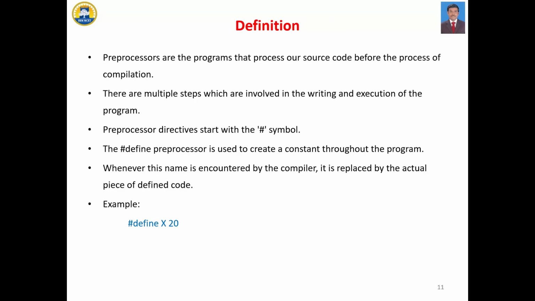Definition section. Preprocessor directives are processed on our source code before the process of compilation. There are multiple steps involved in the writing and execution of the program. Preprocessor directives start with the hash symbol. The #define preprocessor is used to create a constant throughout the program. Whenever this name is encountered by the compiler, it is replaced by the actual defined value. For example, #define x 20. So the variable x is defined as value 20, and this x equal to 20 is used for the entire program.